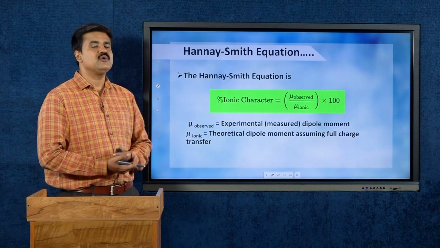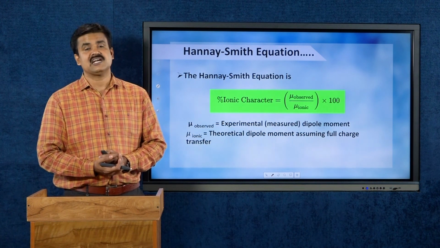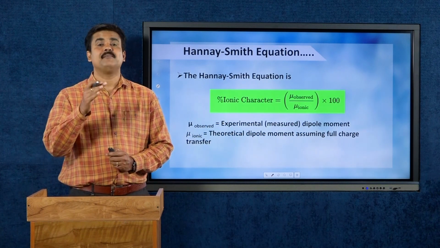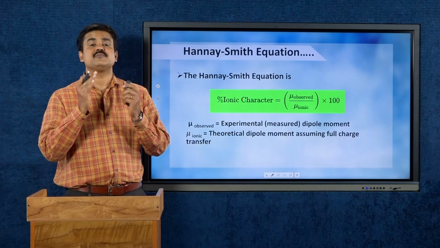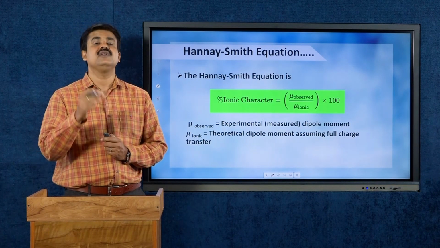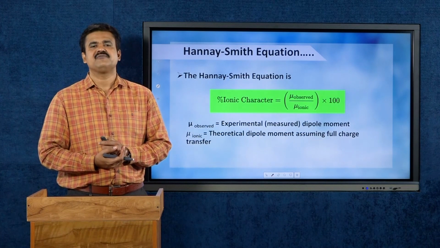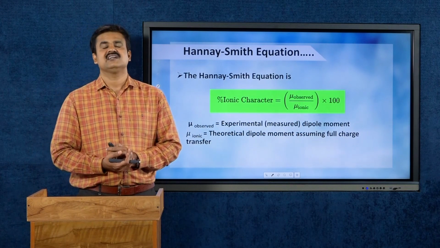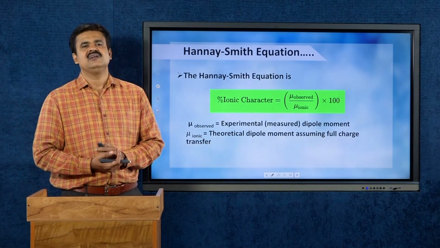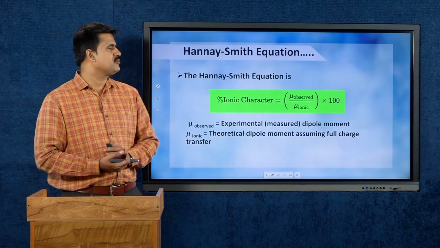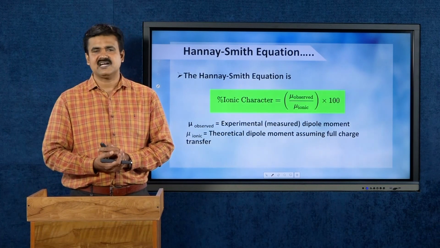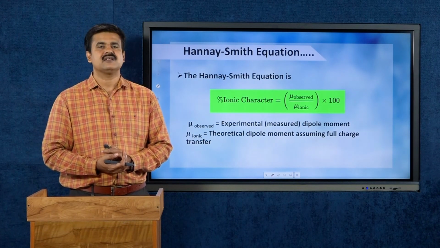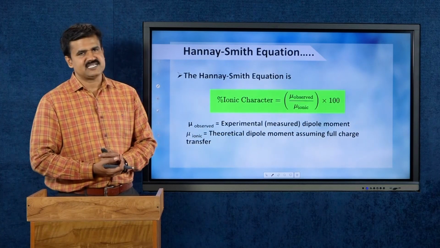What is meant by mu ionic? This is called the theoretical dipole moment, and for calculating the theoretical dipole moment, we are assuming complete transfer of the electron, or assuming full charge transfer or full electron transfer. So, if you know mu observed and mu ionic, it is possible to evaluate the percentage of ionic character. So, this equation, percentage of ionic character equal to mu observed divided by mu ionic multiplied with 100, is called the Hannay-Smith equation, which predicts the percentage of ionic character based on dipole moment measurements.